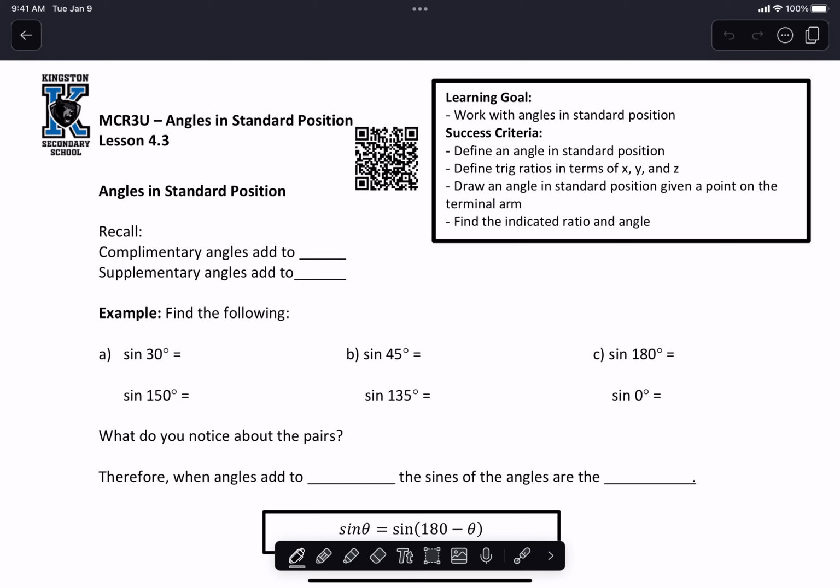Complementary angles add to 90. So something like 44 and what would be the other one? 46, right? Would add to 90. Or 10 and 80. Right? So those add to 90 degrees. And the supplementary angles, what do they add to? 180. Those are like the straight line ones, right?